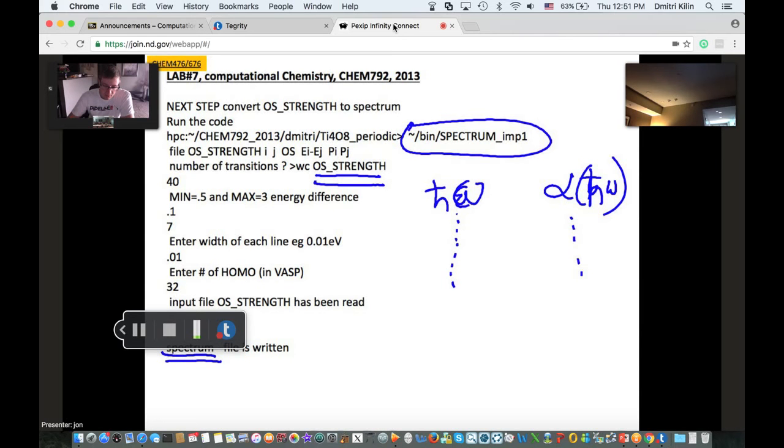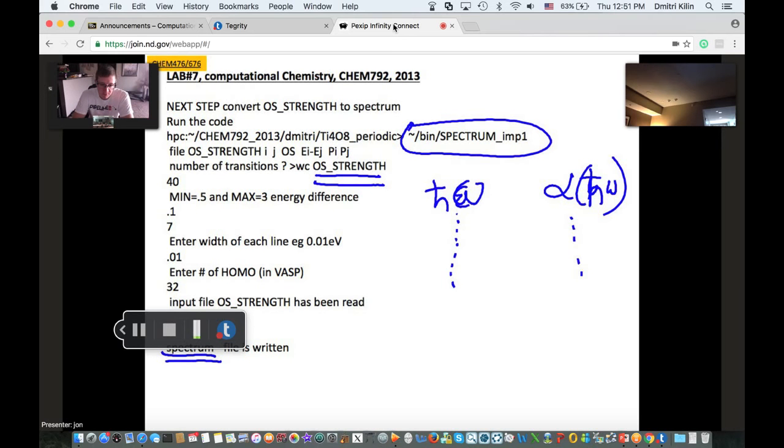And so after you prompt that command to run the script, there are going to be a number of values that the script asks you for. The first one it's going to ask for is how many transitions do you have? That's basically the length of the OS strength file. If you just do word count on OS strength, or wc, it'll give you the line numbers. Put that in. And then the second thing it's going to ask for is what's the energy range that you're interested in.